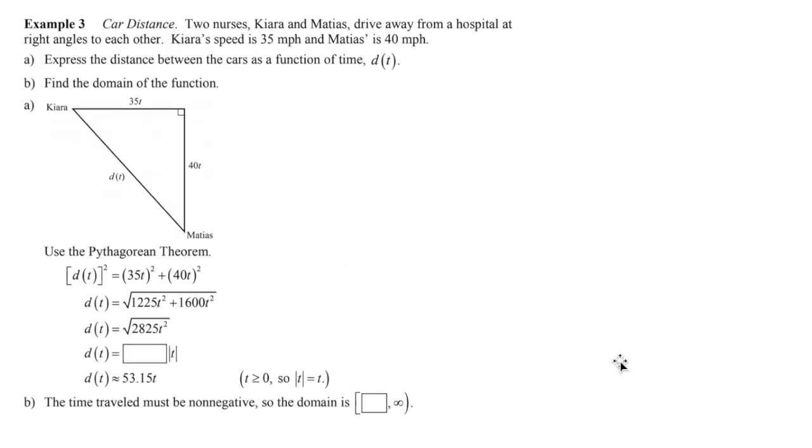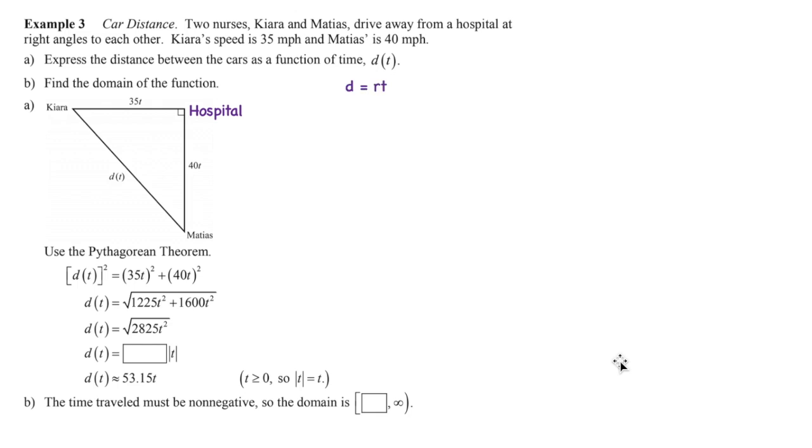Two nurses, Kiara and Mateus, drive away from a hospital at right angles to each other. So we can say that this would be the hospital. Express the distance between the two cars as a function of time. Find the domain of the function.